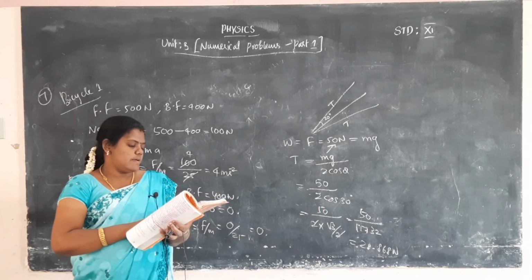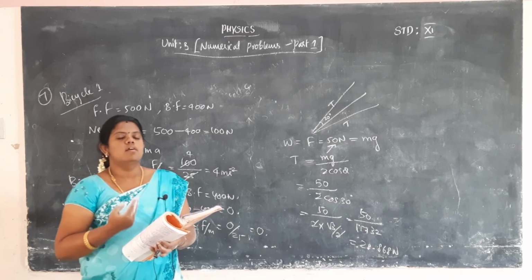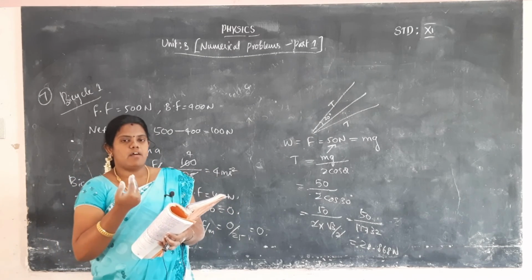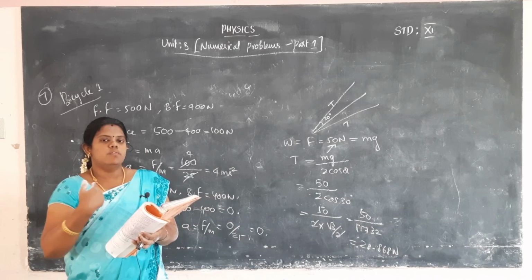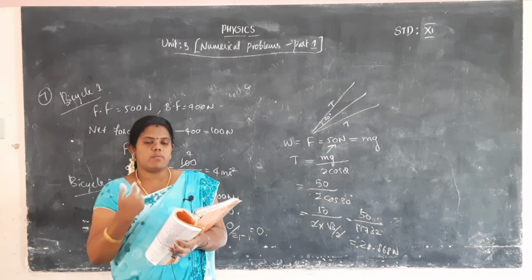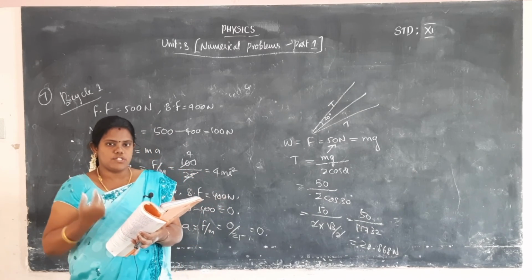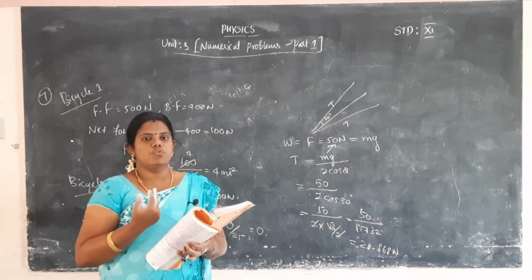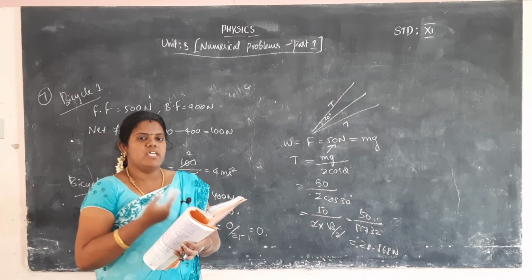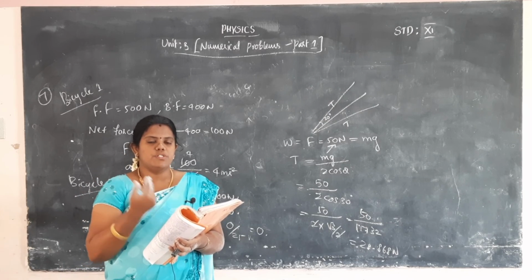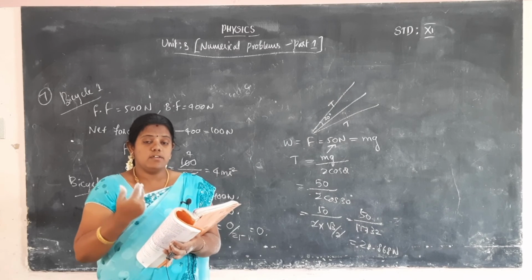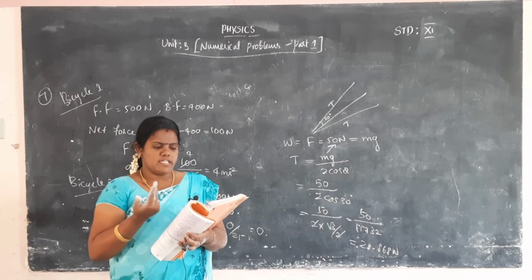Okay. Then 7th problem, 2 bicycles are there. First bicycle has two forces, front wheel forward force and backward force. We add the two forces, we easily calculate the net force, and easily calculate the acceleration created in the first bicycle. Second bicycle has two forces that are equal, so total force will be 0, so no acceleration acts on bicycle 2.